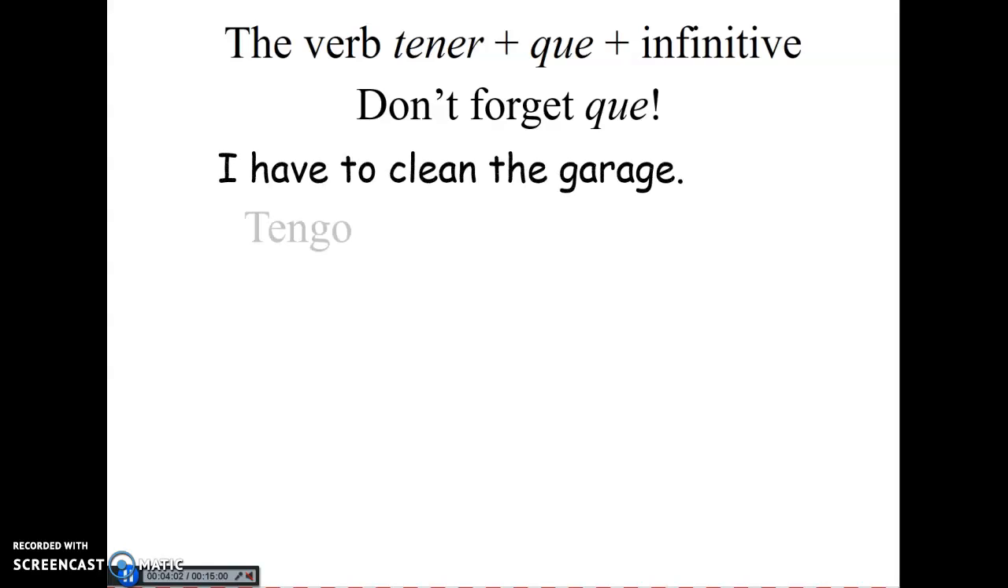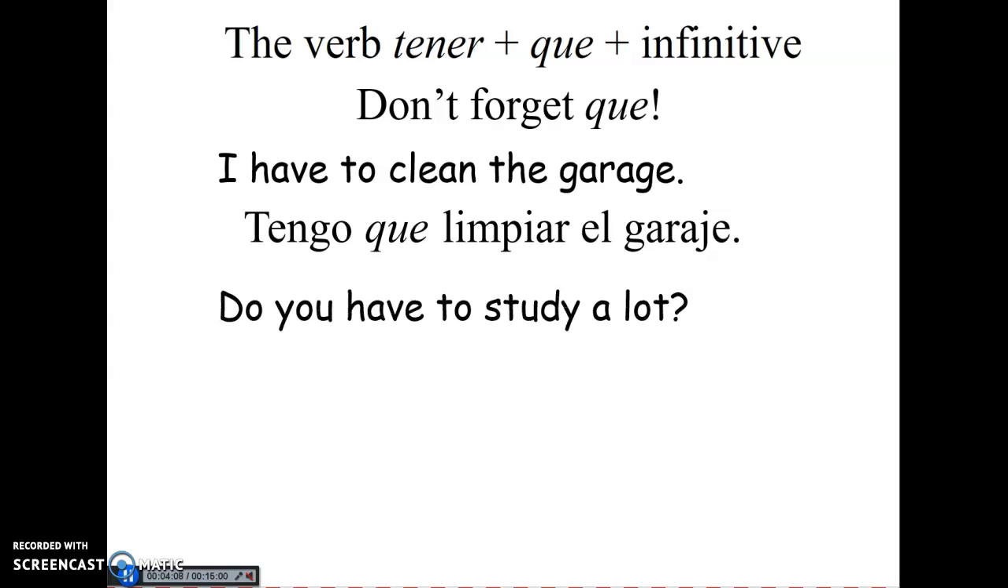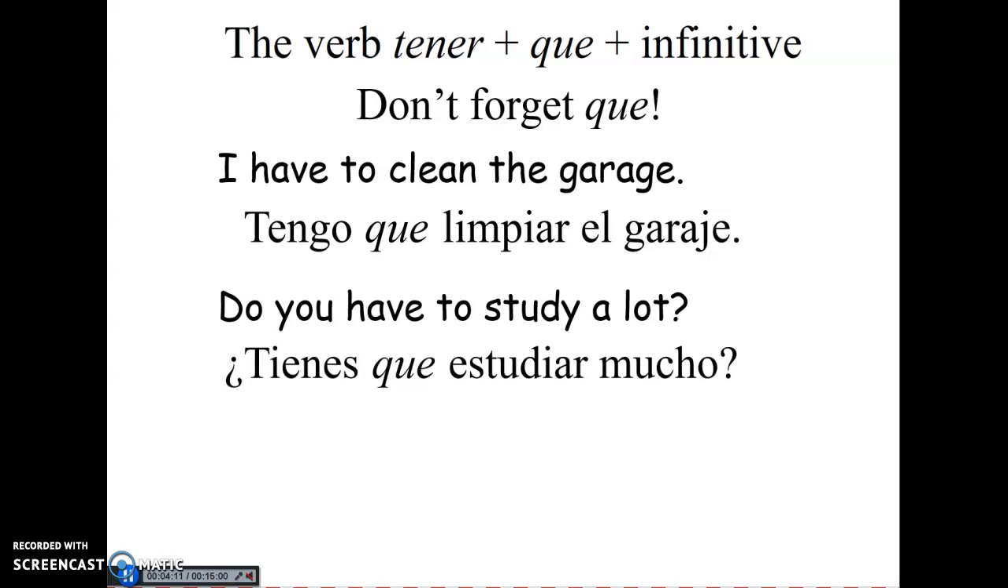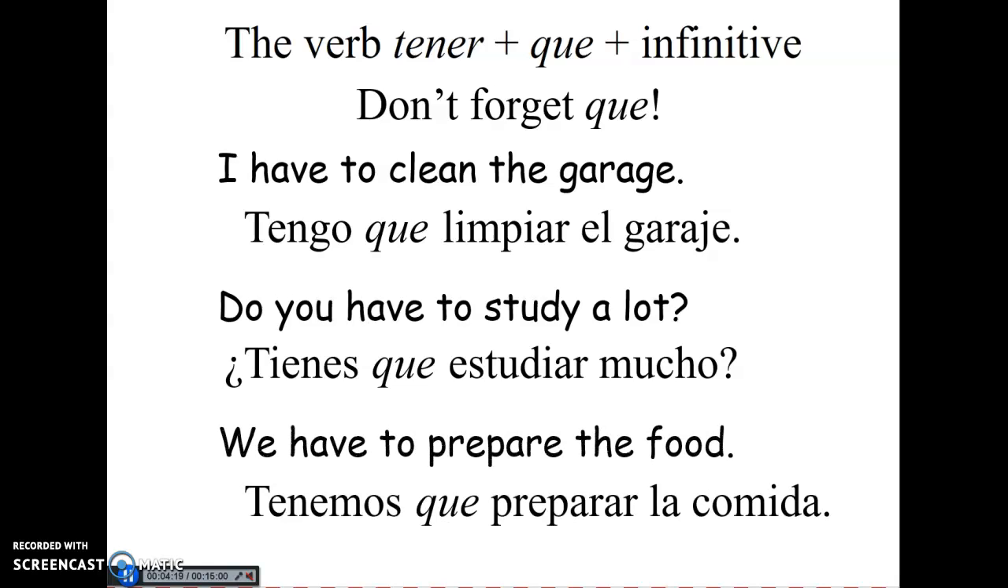I have to clean the garage. Tengo que limpiar el garaje. Do you have to study a lot? Es una pregunta. ¿Tienes que estudiar mucho? We have to prepare the food. Tenemos que preparar la comida.